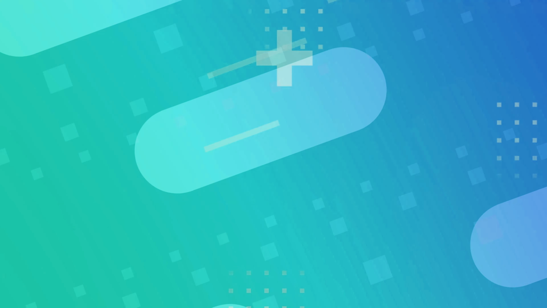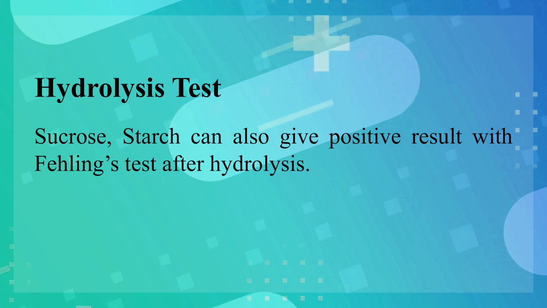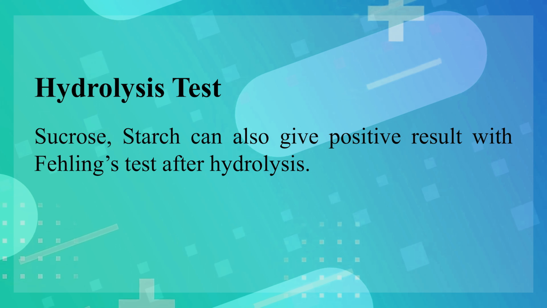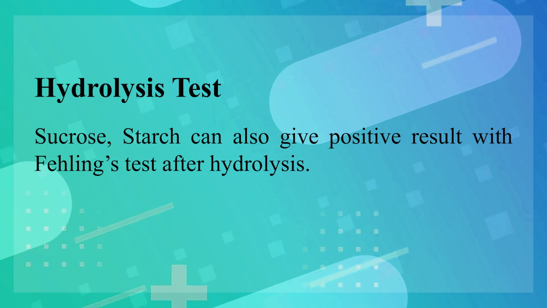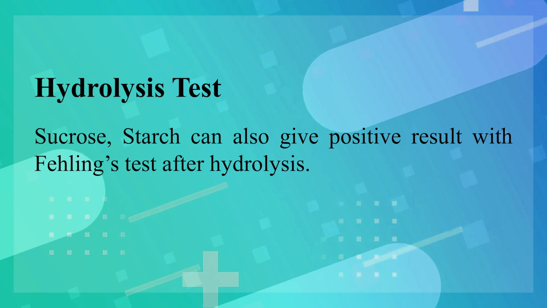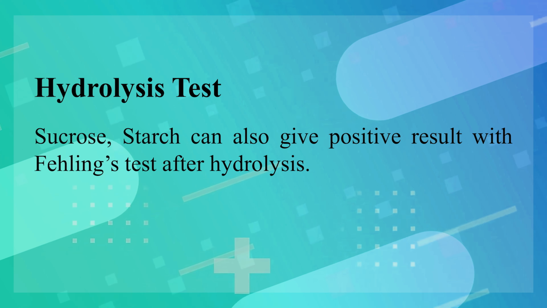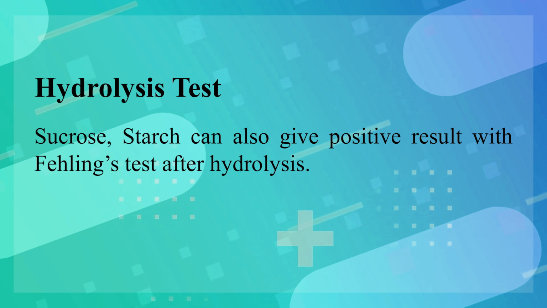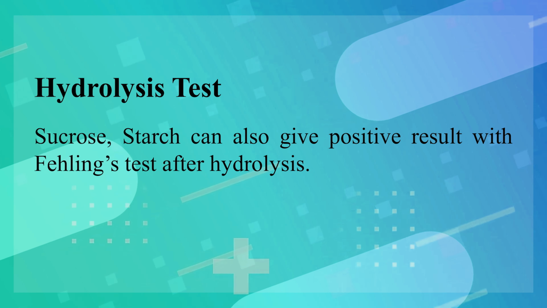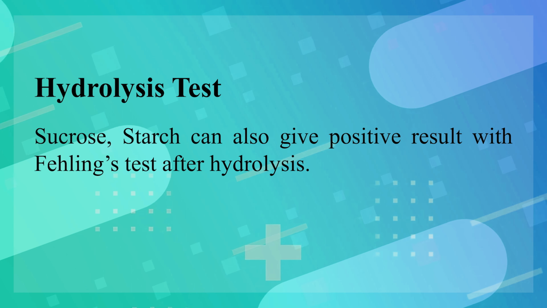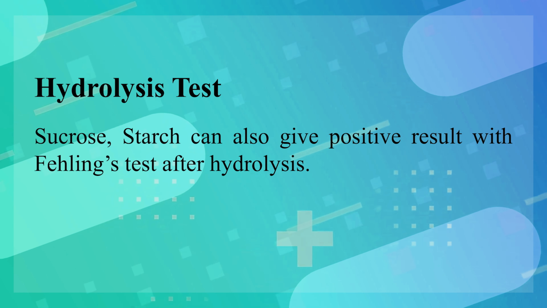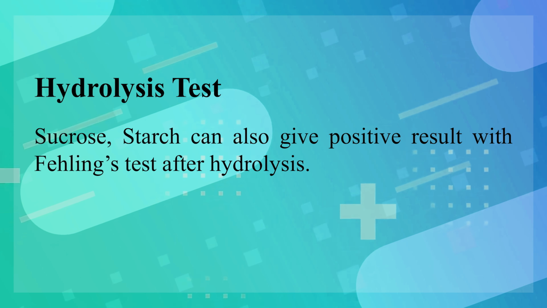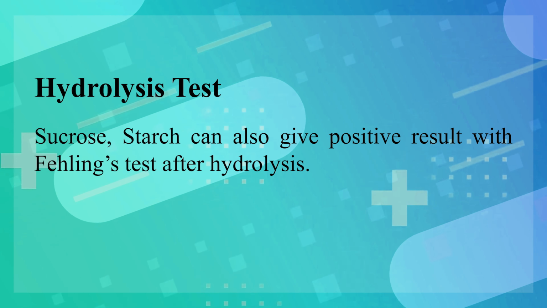Next is hydrolysis test. So sucrose and starch can also give positive result with Fehling's test after hydrolysis. So all oligosaccharides and polysaccharides are converted to monosaccharides when they are exposed to concentrated acid, and the monosaccharides will give positive result for Fehling's test.